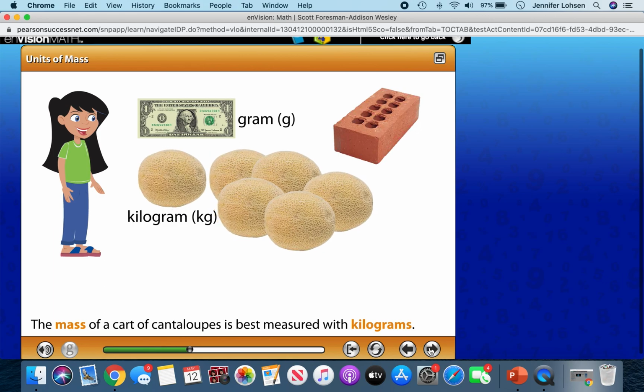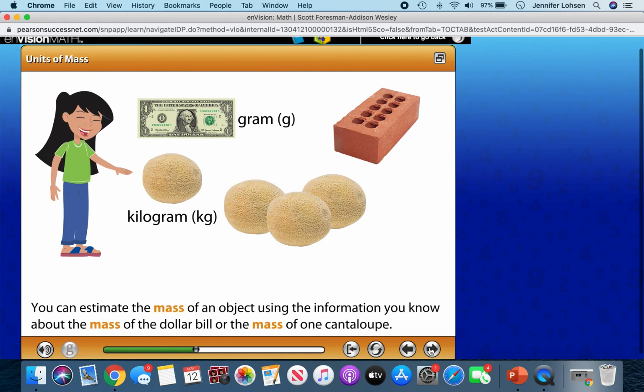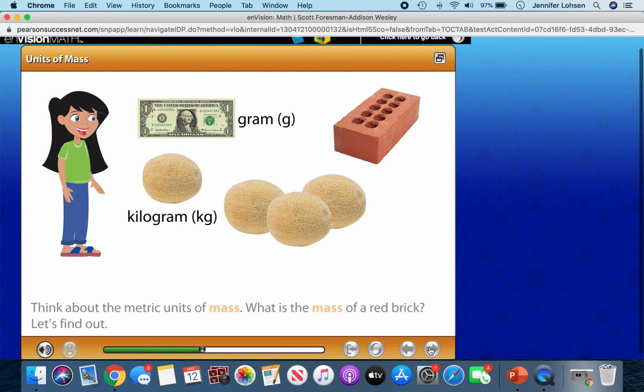The mass of a cart of cantaloupes is best measured with kilograms. If you said kilograms, reach your arm up nice and tall and give yourself a nice pat on the back. Nice job. You can estimate the mass of an object using the information you know about the mass of the dollar bill or the mass of one cantaloupe. Think about the metric units of mass. What is the mass of a red brick?